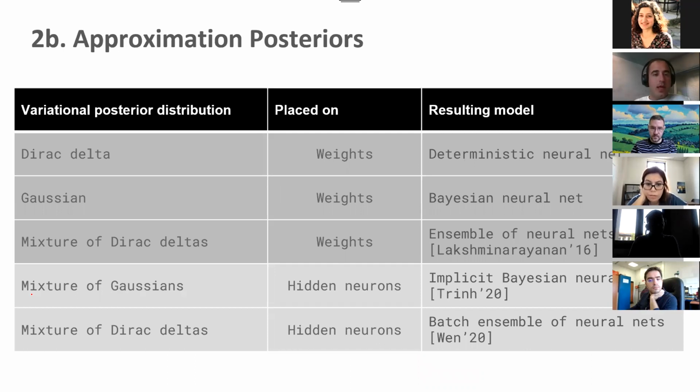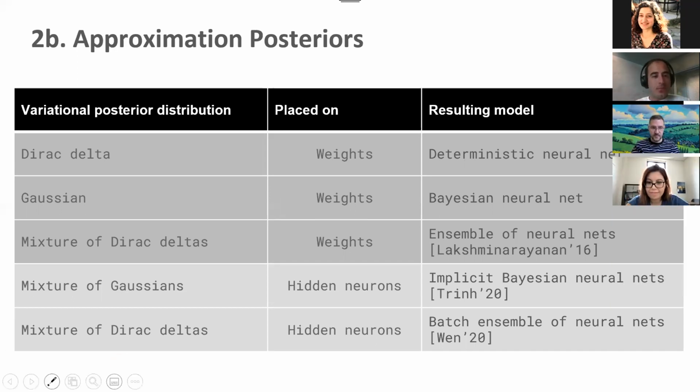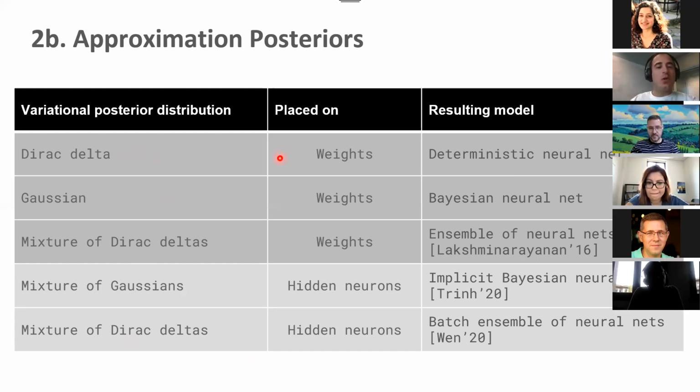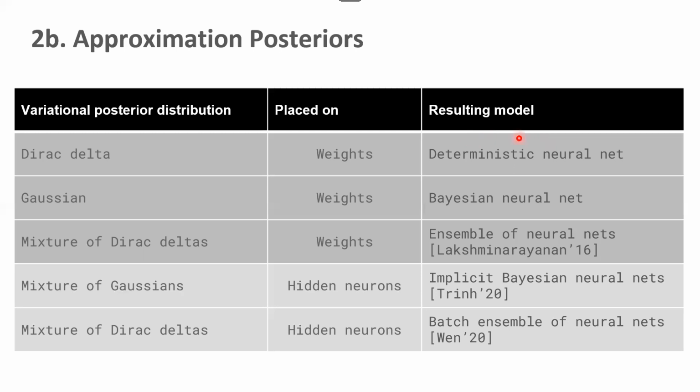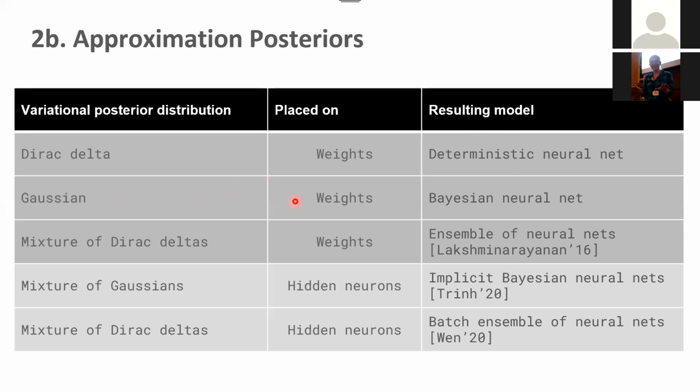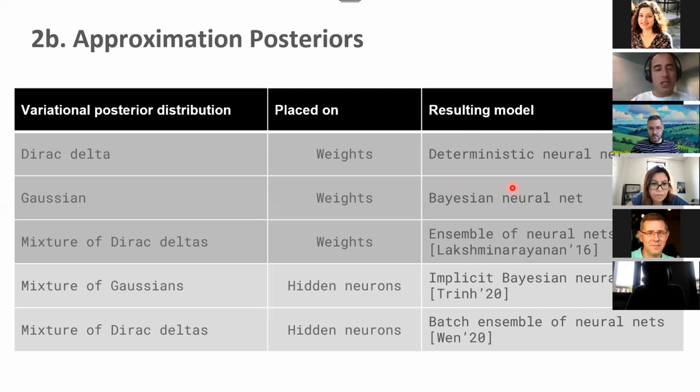So again, in the previous slide, I said we have an approximate posterior over the neural network parameters, right? And now this is where the model gets richer. Where to place the posterior, and what type of posterior we place, specifies the model itself. If your Q distribution is a Dirac delta placed on the weights of the neural network, then what you obtain is a plain, simple deterministic neural network, so there is nothing Bayesian going on here. But if you place a Gaussian posterior on the weights, then you obtain what we call a vanilla Bayesian neural net.